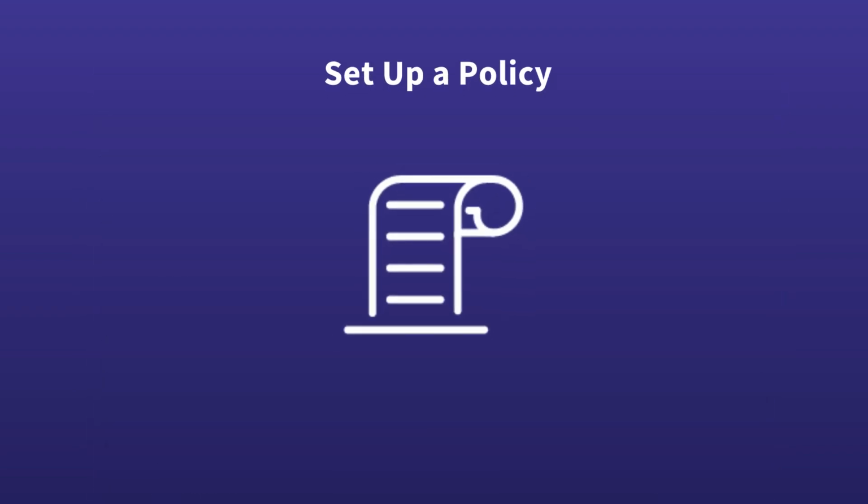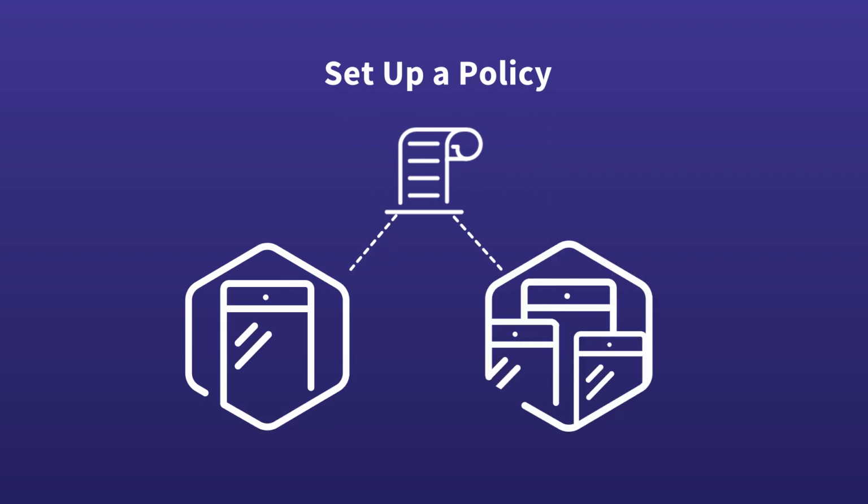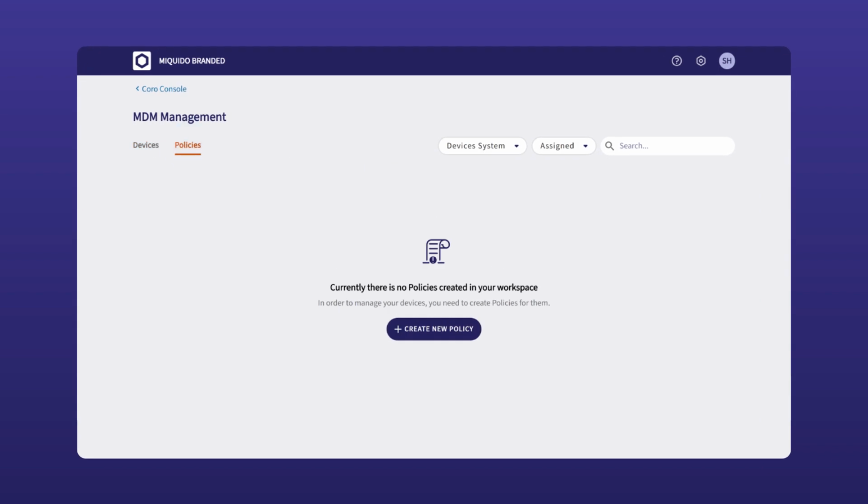Now it's time to set up a policy. Policies can apply to all applications on a device or to specific ones included in an allow list you create. Additionally, each policy can include rules for both iOS and Android. Policies can also apply to a single device or network of devices. Click Policies to configure and view your policies. To create a new policy, click Create New Policy.